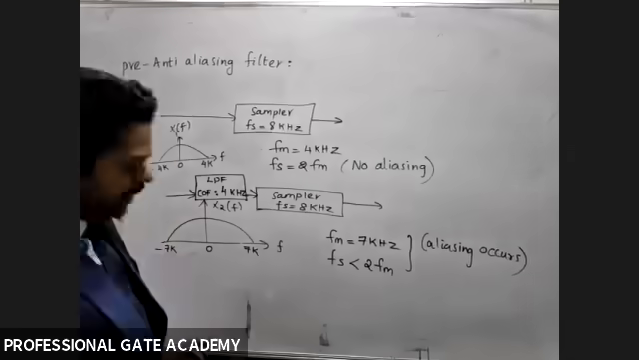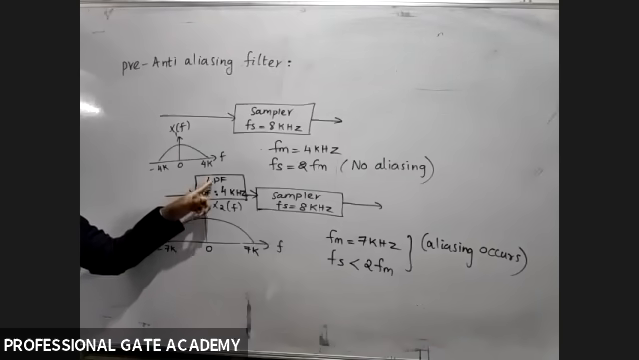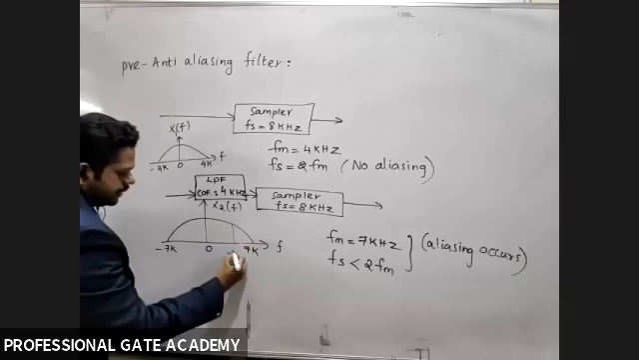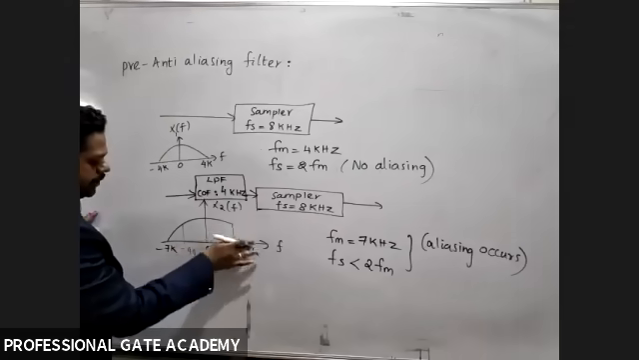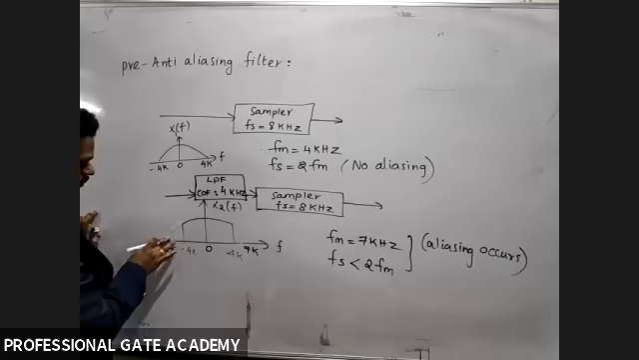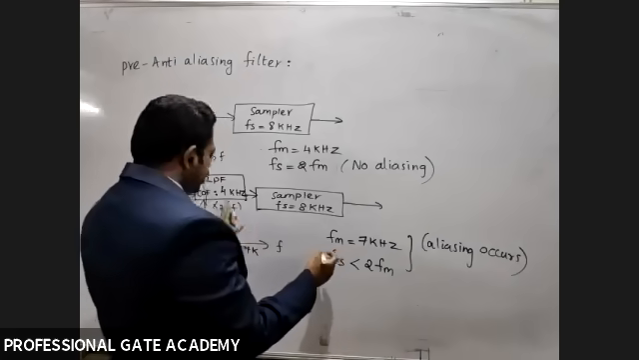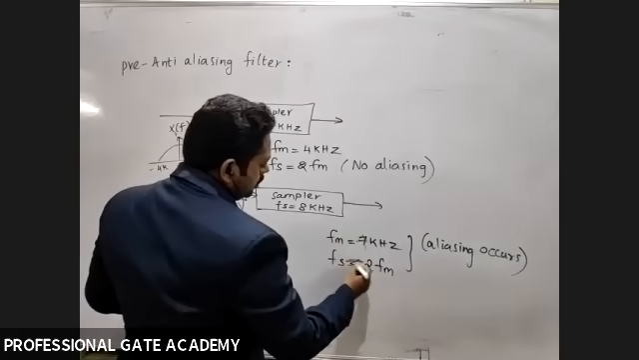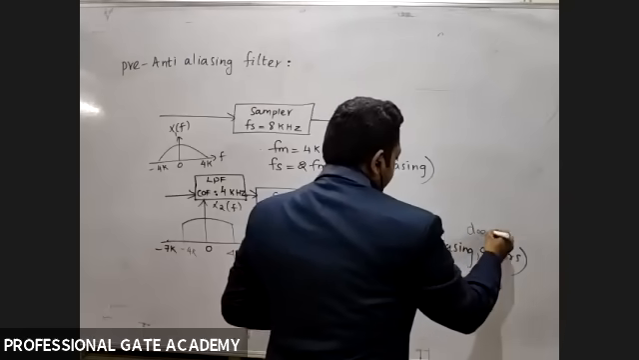Now, students, listen. This X2 of F is applied to a low pass filter. What will the low pass filter do? It will allow the components only up to 4 kilohertz. So only up to 4 kilohertz will be taken, and these components are not allowed by the low pass filter. Now what is the maximum frequency of the low pass filter output? 4K. So Fs equals 2 FM. Does aliasing occur or not? Aliasing does not occur.